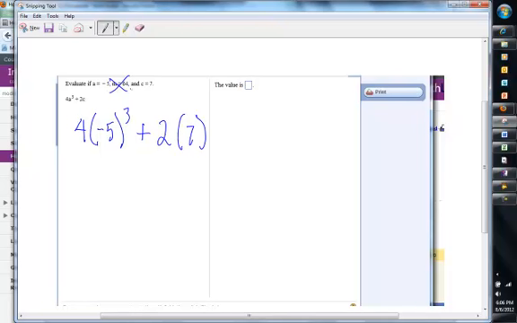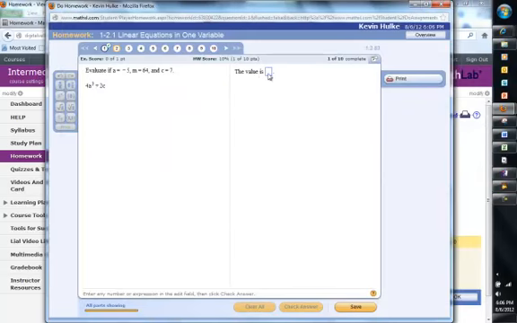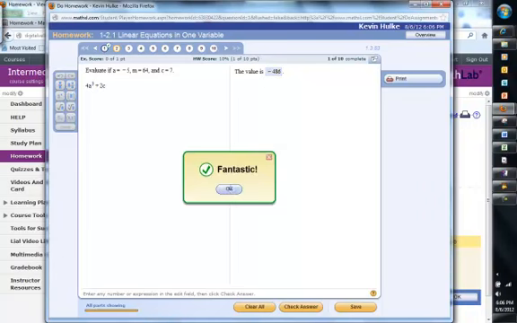Oh, I didn't use the arrow key correctly. 4, parentheses, -5, close parentheses, to the third. After I press 3 here, I have to go over so that I get out of the exponent. Otherwise, it's going to think all of this stuff is also the exponent. So plus 2 times 7, and I get -486. So in here, I'll just enter -486. Okay.